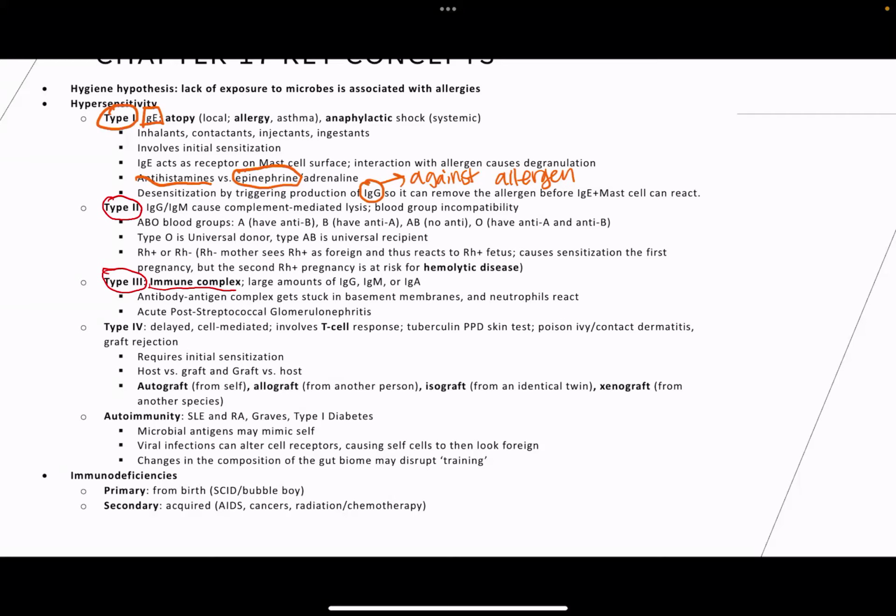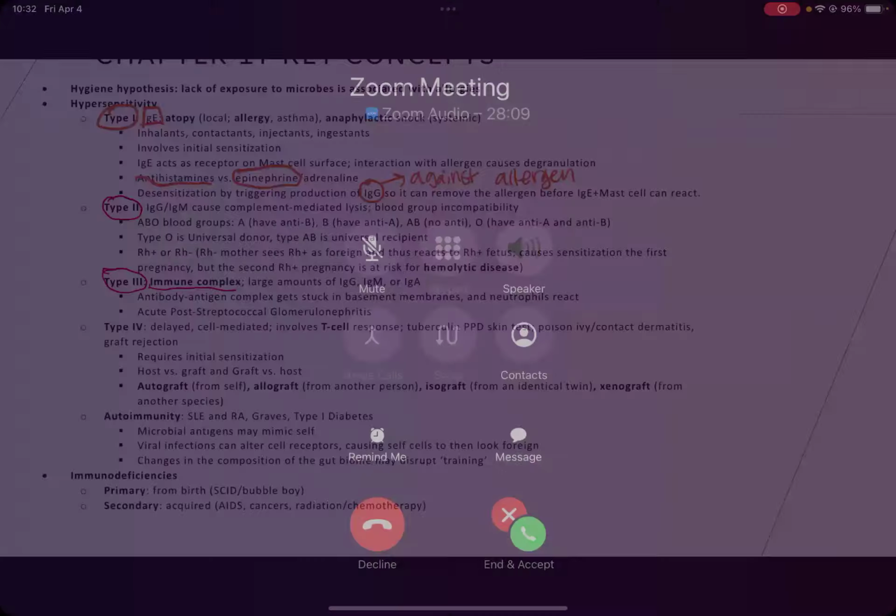In type 1 and type 2, you have antibody, and when the antigen comes about, you get your reaction of either your allergy for type 1 or your blood rejection for type 2. In type 3, we have pre-existing antigen that is already bound to antibody, and those complexes get stuck in your blood vessels and a part of the blood vessel called the basement membrane. It could be blood vessel or it could be tissue. And those complexes get stuck.